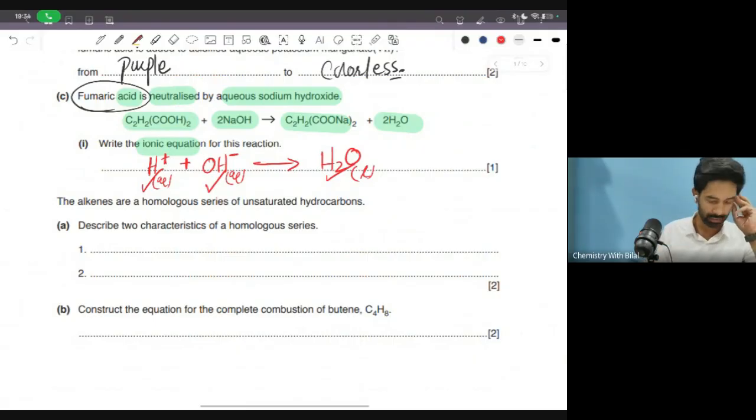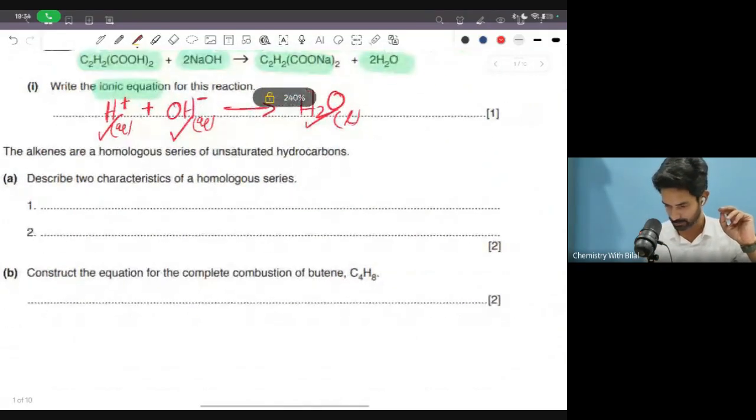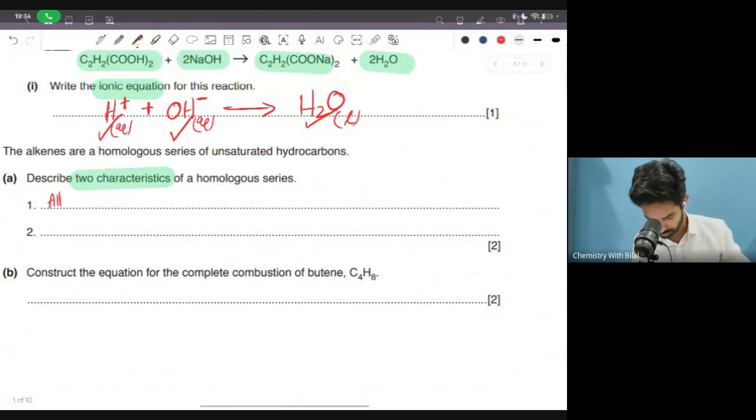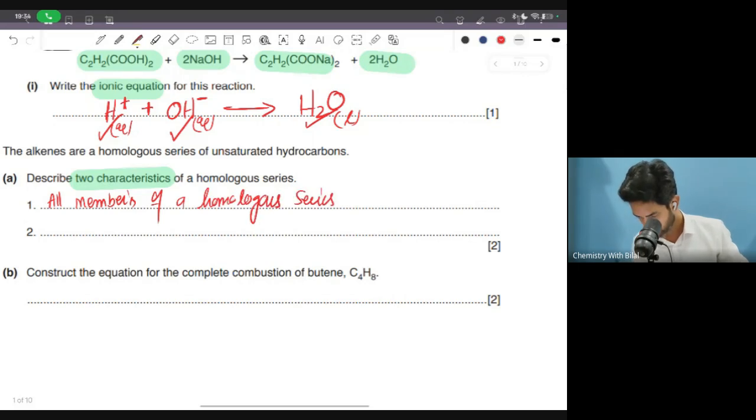Describe two characteristics of a homologous series. Two characteristics of a homologous series. See, we did 5 characteristics of homologous series. All members of homologous series have the same functional group.